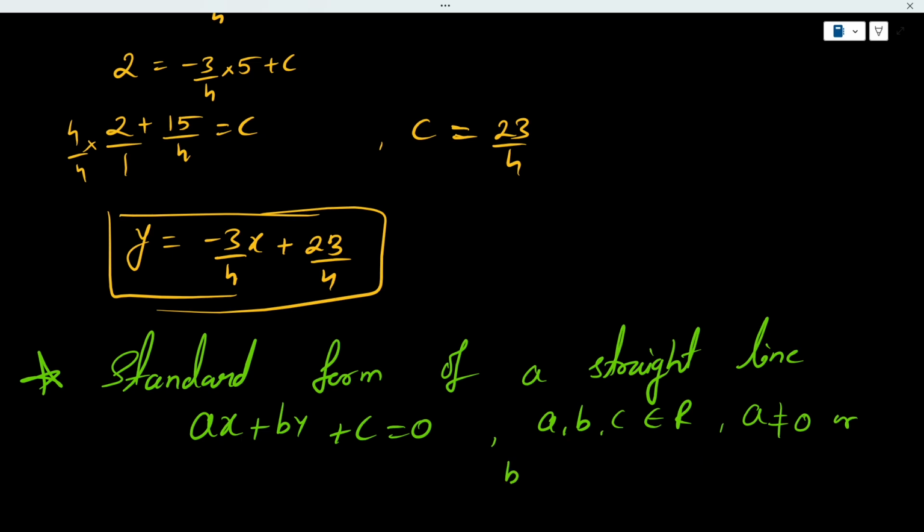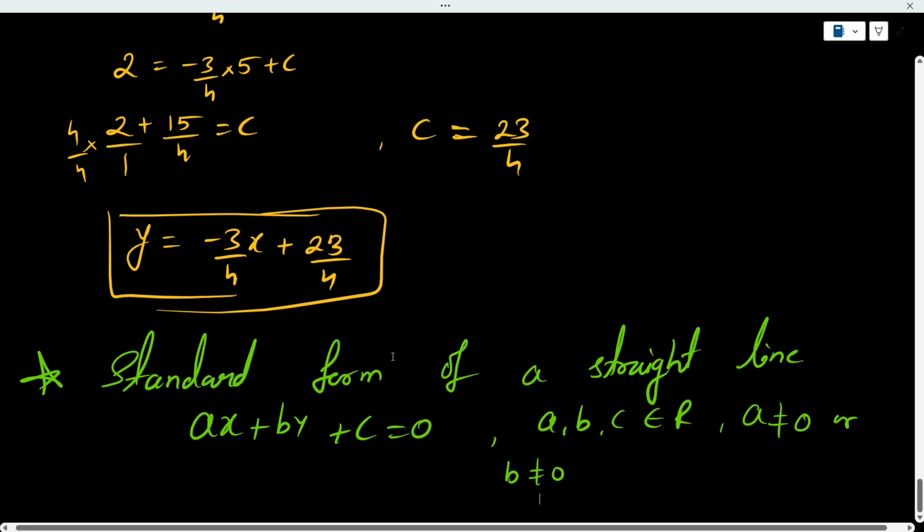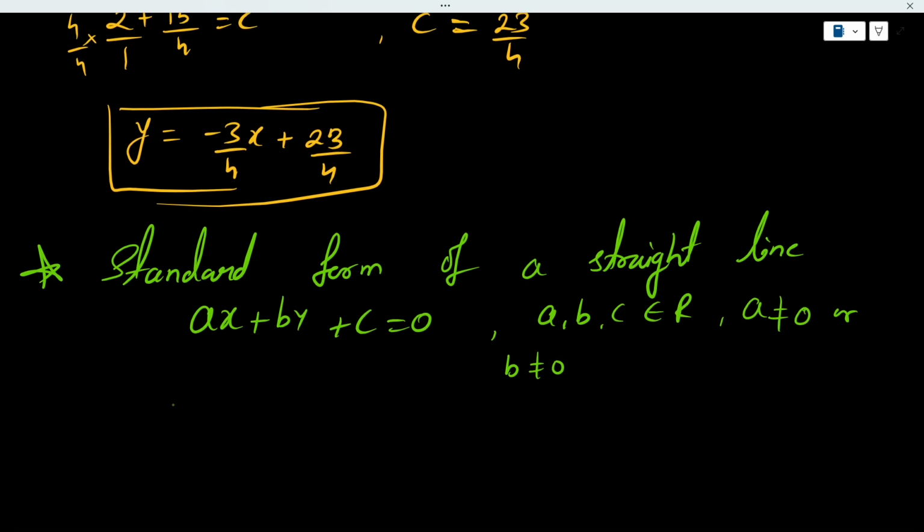Both cannot be equal to 0 at a time, right? So how do we get it here? If I need to find the standard form of the above equation, because this is called gradient form, right?